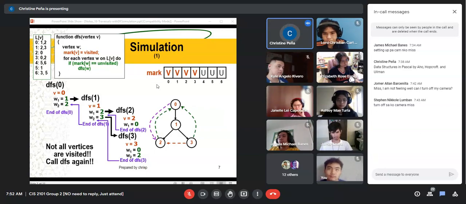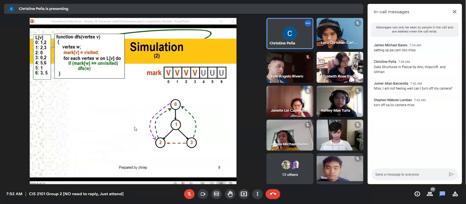You can also make it a structure with a count, where you count how many vertices are visited. So what will happen? You're going to call DFS again, starting with any vertex that is not visited. It could be 4, 5, or 6. In my case, I just call them in ascending order. So again, it could be 5 or 6.